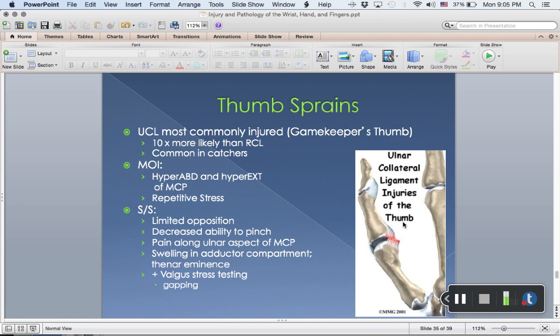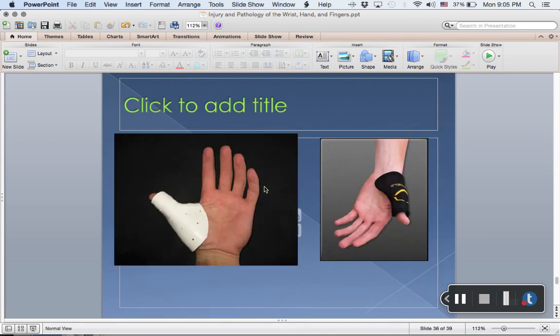Pain, valgus stress test is positive for pain, and there also can be gapping at that joint. So, thumbs, that area of the thumb usually has a pretty good range of motion anyway, so compare bilaterally to get the best guesstimate to see if there is laxity.